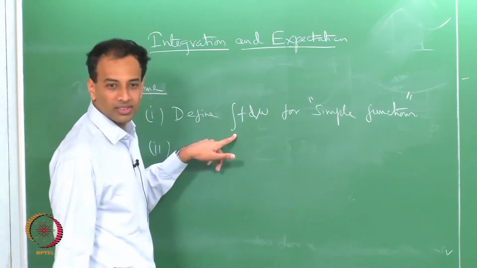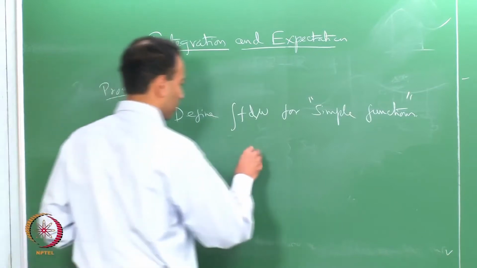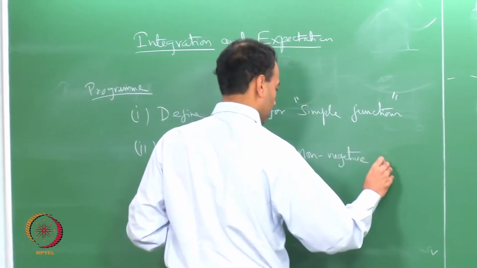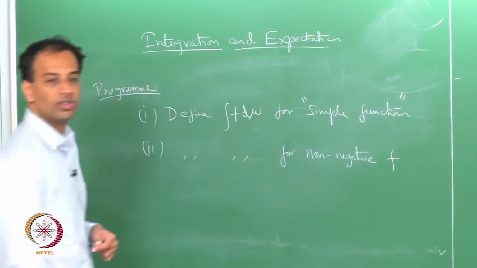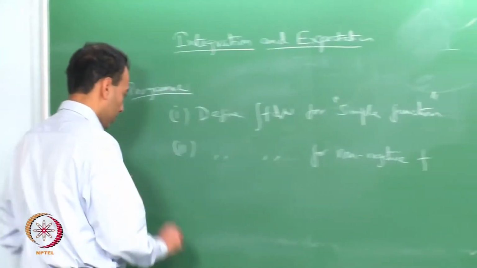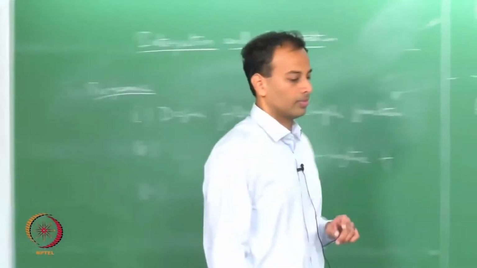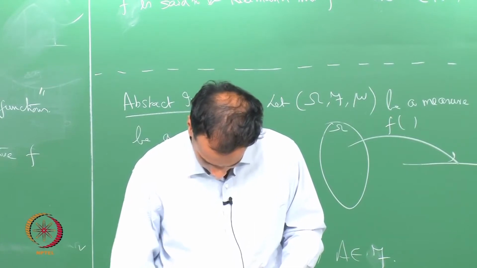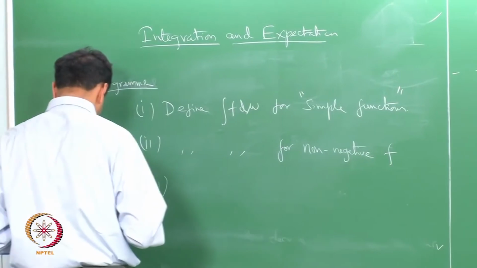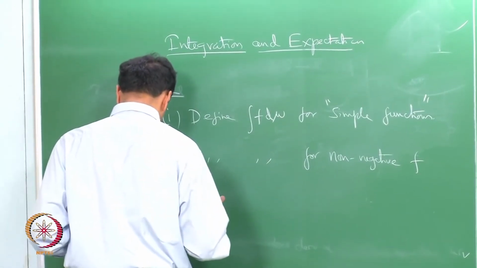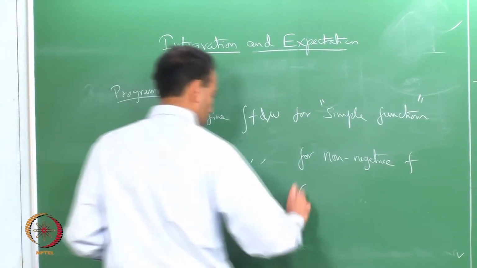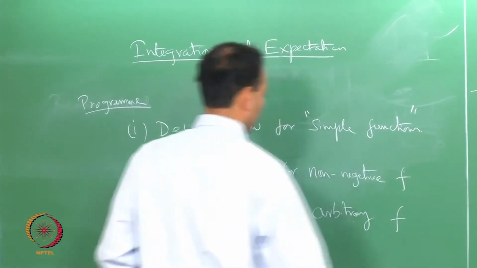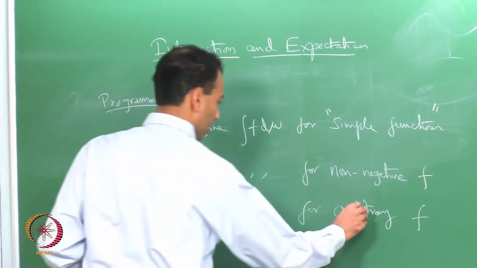This integral f d mu is over the whole space, okay. Then define the integral f d mu for non-negative measurable f, okay. And then you define it for general, for arbitrary measurable f. F is always measurable, okay. Arbitrary f.